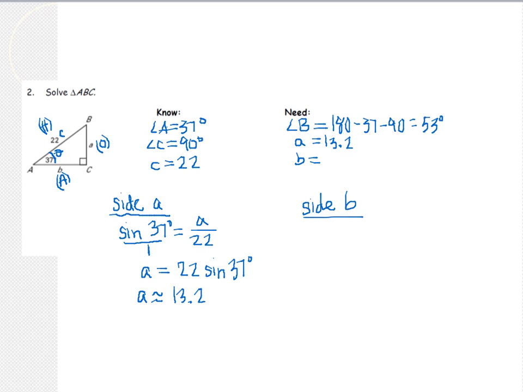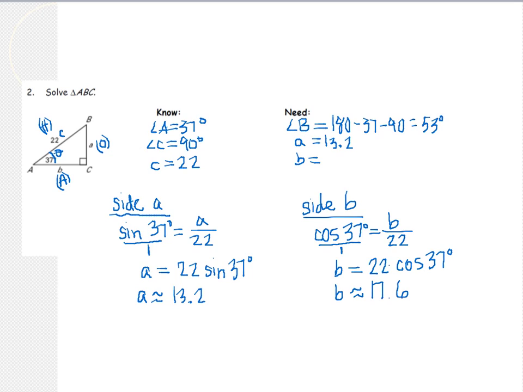So I think what uses adjacent and hypotenuse? Well, that's cosine. So I say the cosine of 37 degrees equals adjacent, which is my side B, over hypotenuse, which is 22. I'm going to make this into a fraction so I can cross multiply. 1 times B is B, equals 22 times the cosine of 37 degrees. So if you put that into your calculator, B is approximately equal to 17.6.